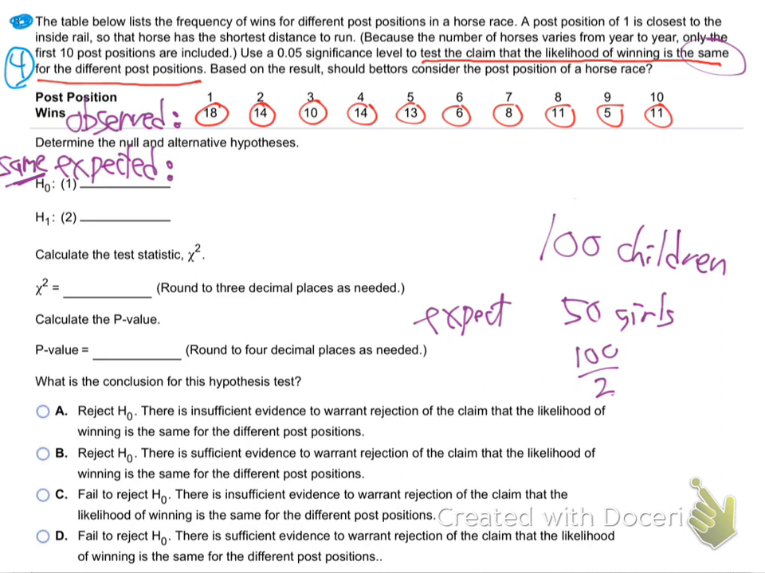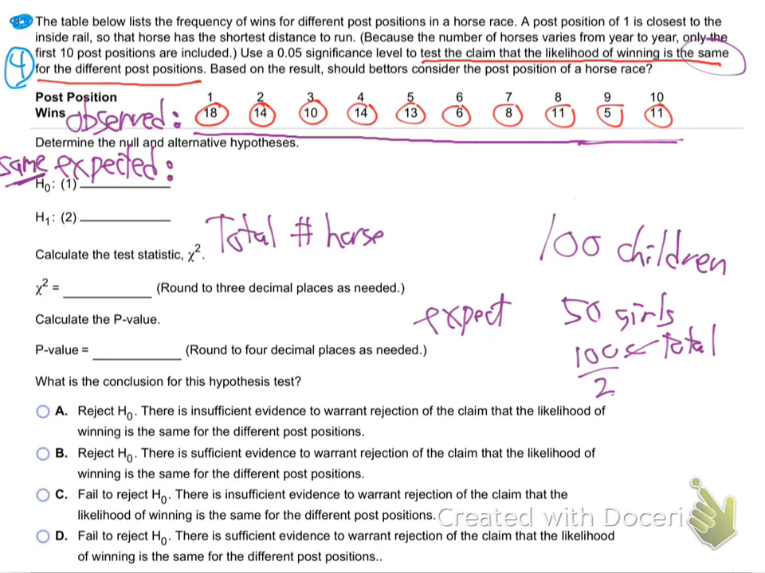So in other words, when you have a bunch of equal categories, we need to take the total number of horses that raced and divide it by 10 different positions, don't we? Does that make sense, how we're going to figure out the expected? So we've got to add all these up. Take your calculator. What's the total number of horses? You've got to add those up on your calculator and then divide by 10.